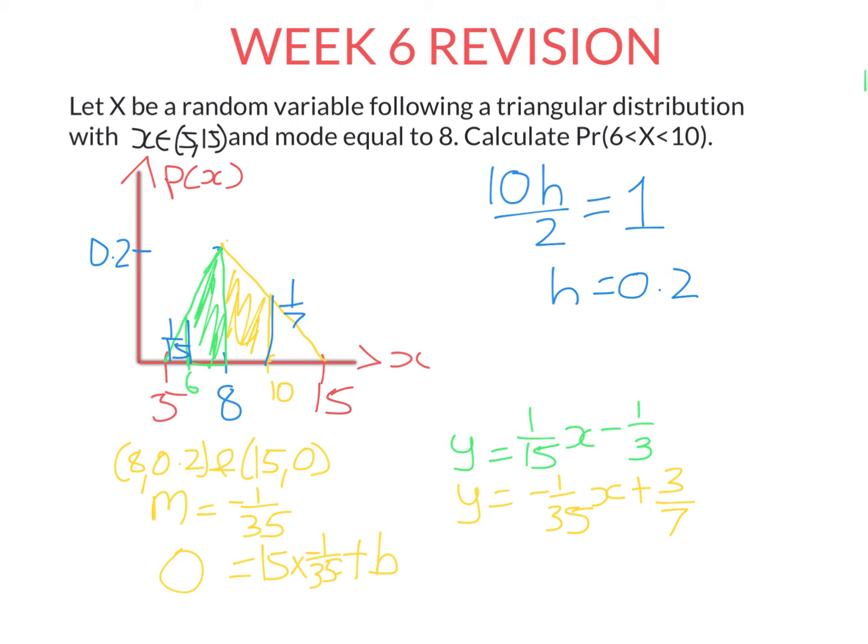So now I just use the trapezium formula, h over 2 times (a plus b). The area of this trapezium is 4 over 15. The area of this one is 12 over 35. So I simply add together these two fractions. I get the probability is 64 over 105, and then I'm done.